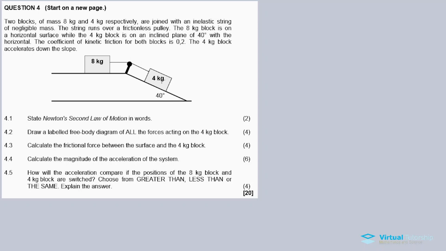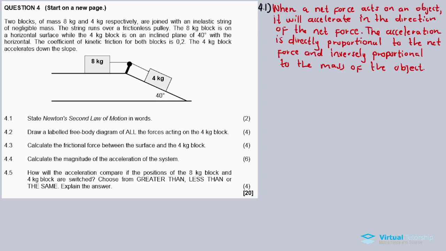Now, 4.1, this is stated: Newton's second law of motion. This is the law. Basically, when a force acts on an object, it will accelerate in the direction of the net force, and the acceleration is directly proportional to the force and inversely proportional to the mass.